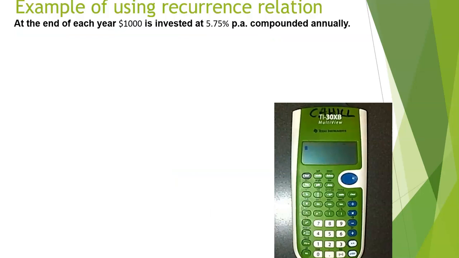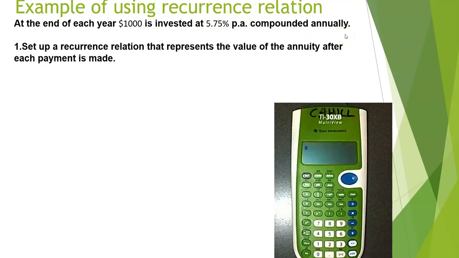So let's go through an example. At the end of each year, $1,000 is invested at 5.75% per annum compounded annually. Set up the recurrence relationship that represents the value of the annuity after each payment is made.